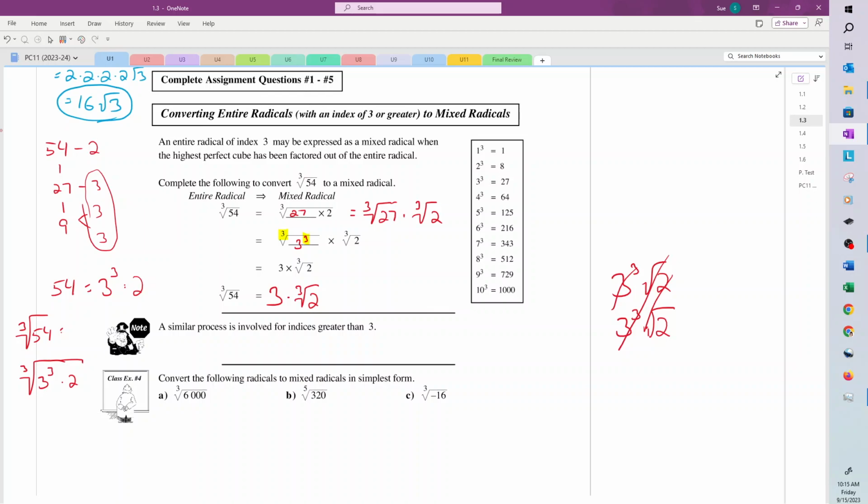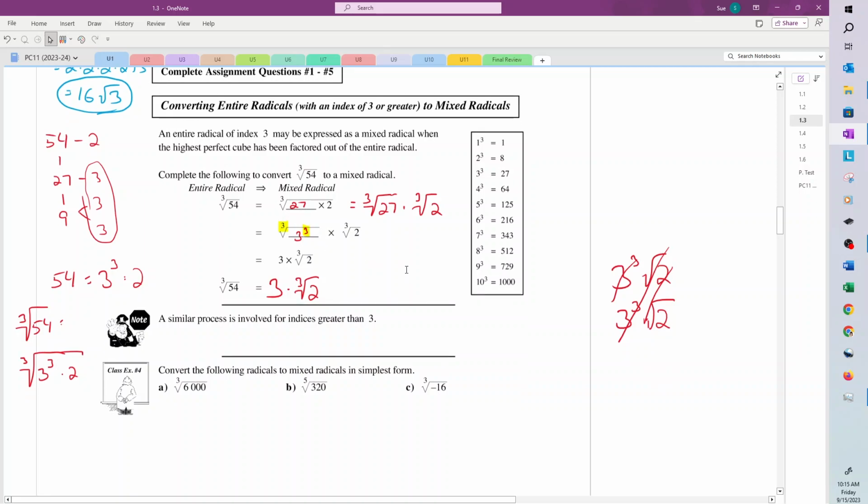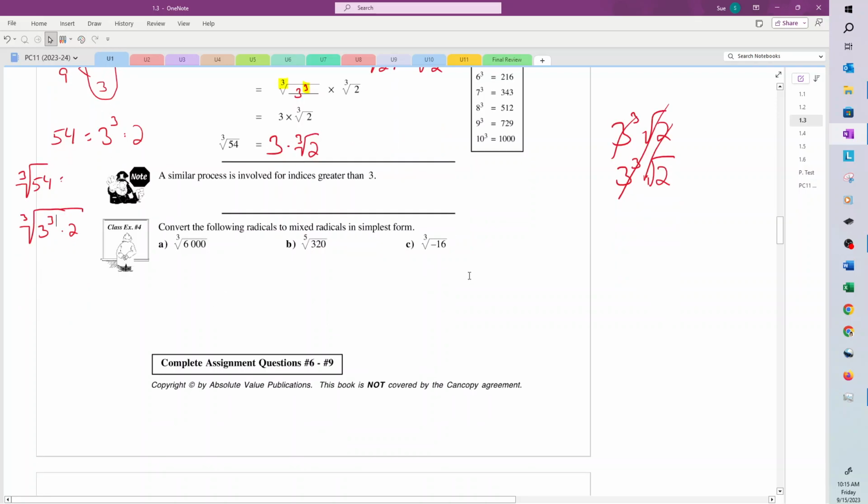Okay, and then if you're doing this for indices greater than 3, you're looking for, if it's the 4th root, groups of 4 and so on. And like I said, the index and the exponent in this term would be the same to cancel each other out. Okay, so let's convert these radicals into mixed radicals in simplest form, which means we're going to do it as far as we can. I invite you to pause the video and try these on your own, and then come back. I'll work through them for you to watch if you want to.